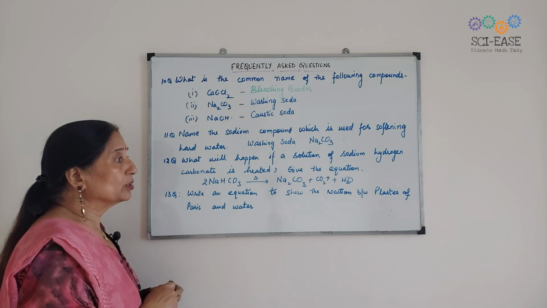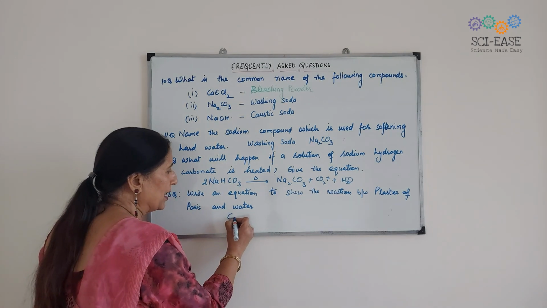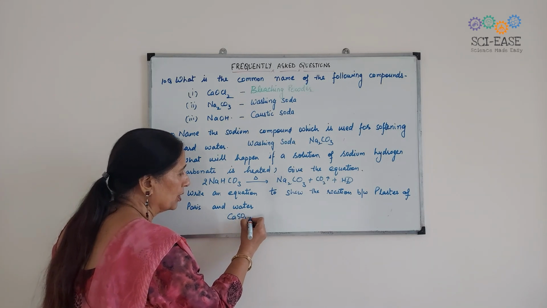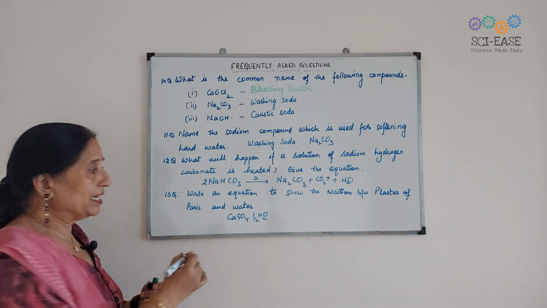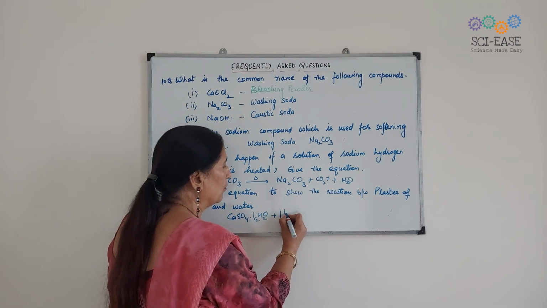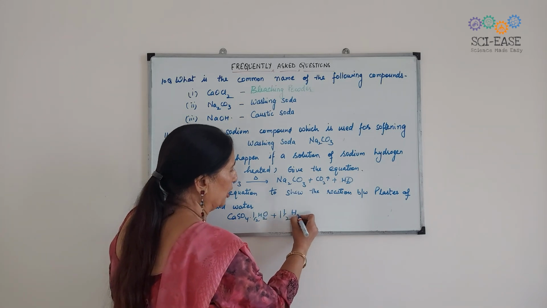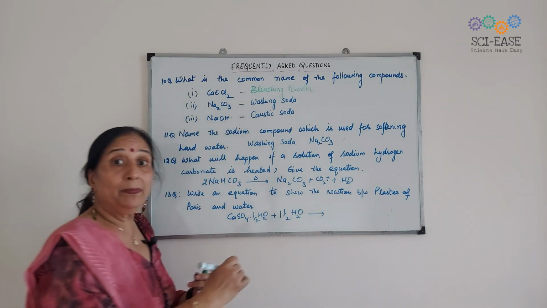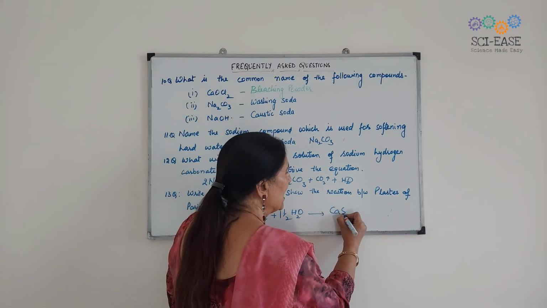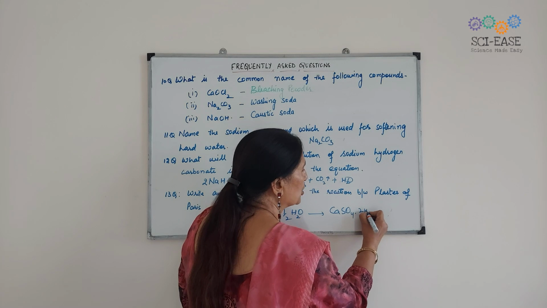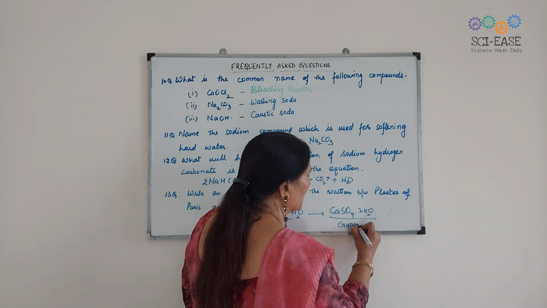Write an equation to show the reaction between plaster of Paris and water. What is plaster of Paris? It is CaSO4 half H2O, that is calcium sulfate hemihydrate. When it reacts with 1 and a half water molecules, what will be the result? Gypsum will be formed, having formula CaSO4.2H2O, and the name of the compound is gypsum.